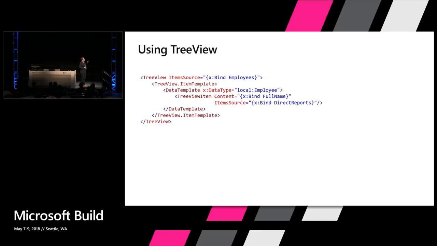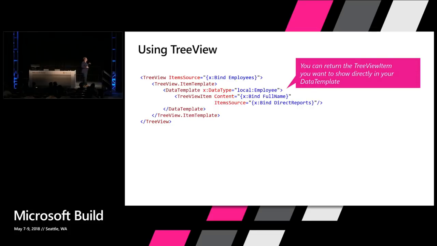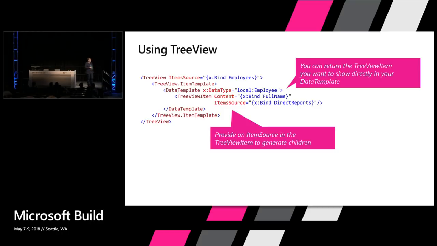So here's how you can use the TreeView with data binding. In your data template, you can directly return TreeView items that you want to show. And we won't wrap them, we won't mess with them. We'll just directly insert those and show those. So you can directly control the exact TreeView item presentation that you want that way. And if you want to have hierarchy, you can just have an item source on that TreeView item that gives us the children, and then we'll go and walk those and generate those.